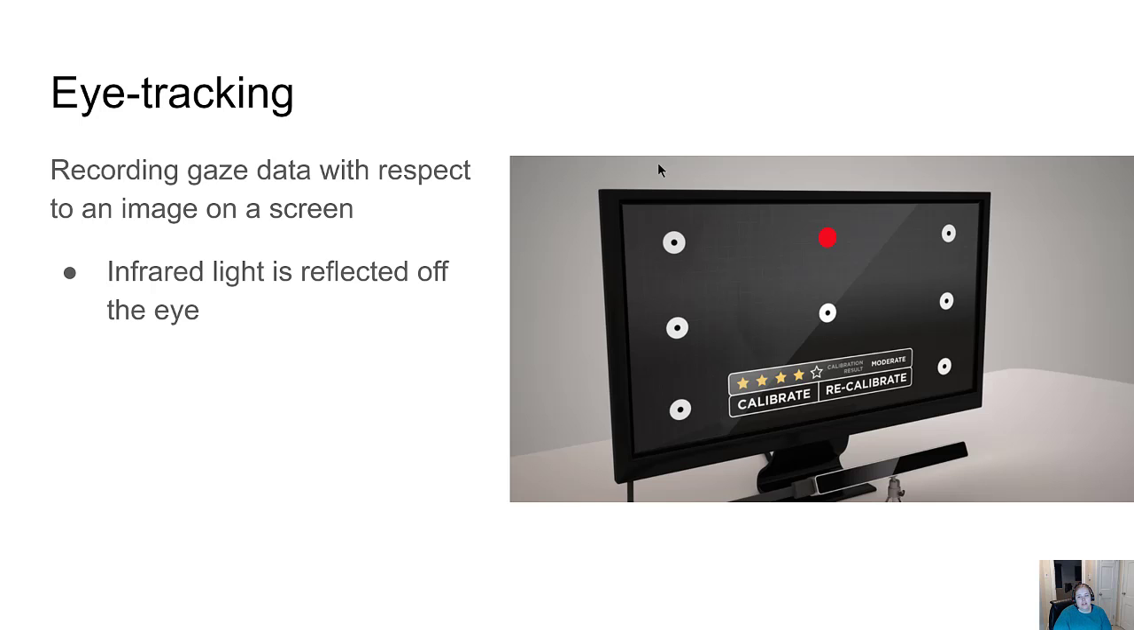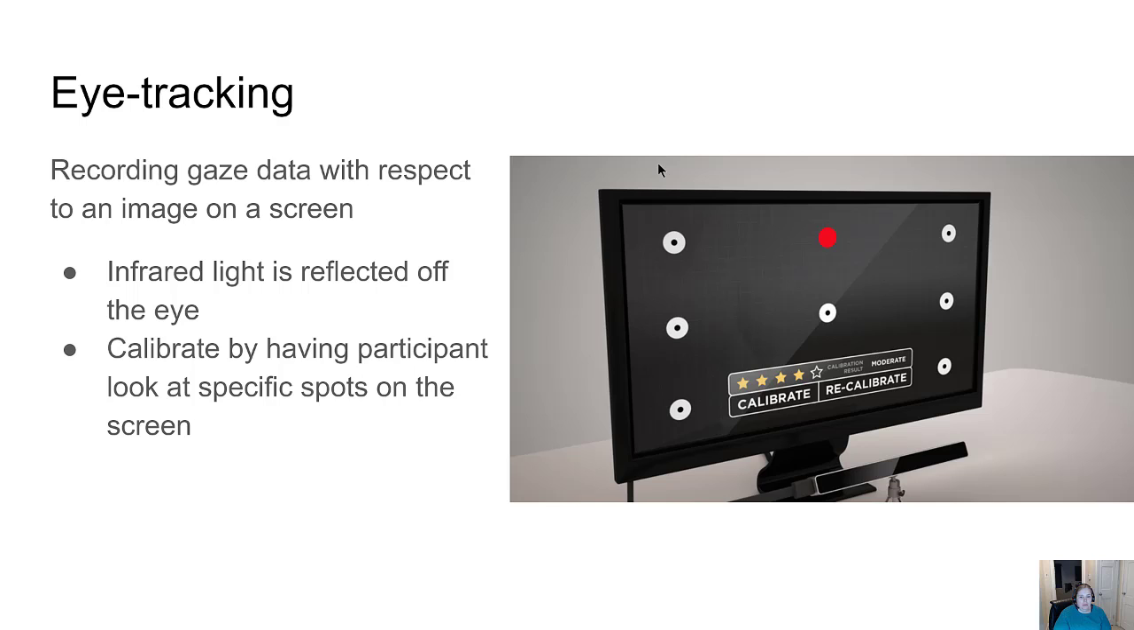And what it does is it shoots a little light that reflects off of your eyes, and then it calibrates by having you look at specific spots on the screen. So for example, here you see a red dot and some white dots. Now let's imagine I've said, hey participant, look at that red dot, and I'm bouncing a light off your eyeball. And the way that it reflects, it's going to go, well, that must be how it reflects when I'm looking at that part of the screen.